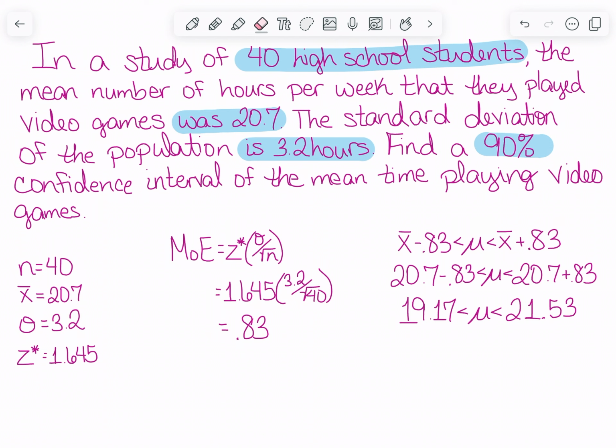and 21.53. To interpret this, what I'm saying is that the true number of hours per week that high school students are playing video games is somewhere between 19.17 hours and 21.53 hours. And I'm 90% confident that that is correct, that the true mean will actually be between these two values.